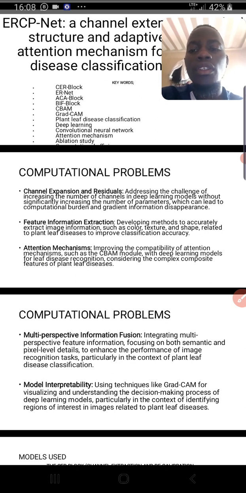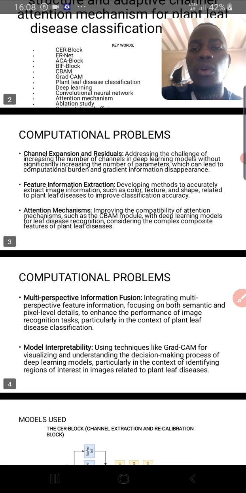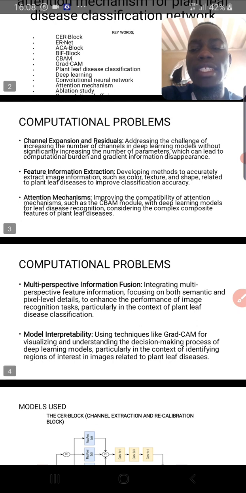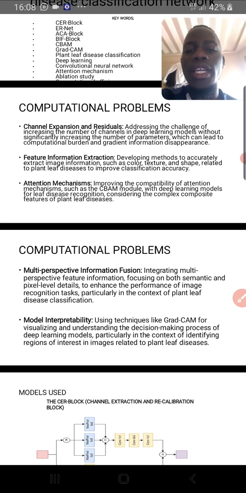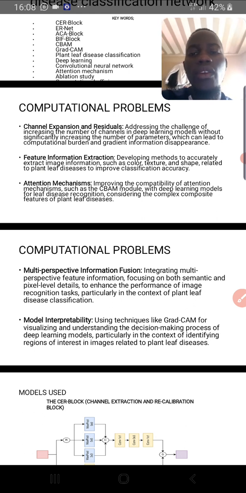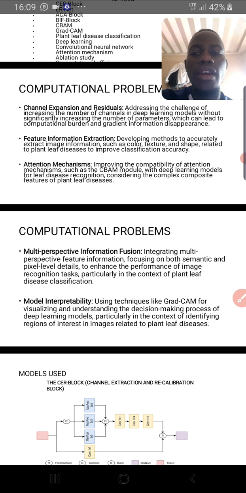So for this channel expansion and residue, we have a block that solves this computational problem, and it is the CER block. I'm going to talk about it. Researchers wanted to address this challenge of increasing the number of channels in deep learning models without increasing the number of parameters, because increasing the number of parameters increases the computational burden and gradient information disappearance.